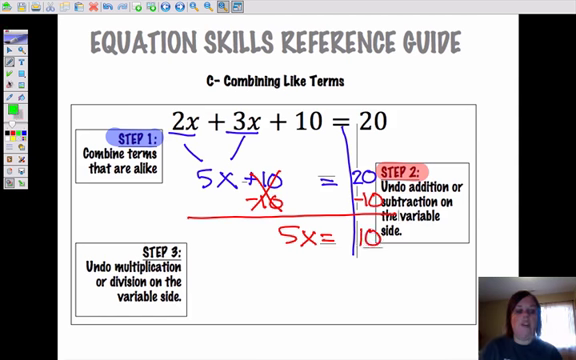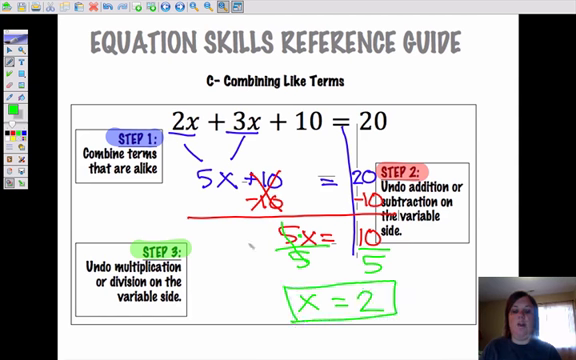And then my third step, step 3, is to undo multiplication or division on the variable side. So to get rid of this 5 times x, to undo that, I divide by 5. And I have to do that to the other side as well. Whatever you do to one side, you do to the other side. And then 5 over 5 cancels out, leaves me with x is equal to, and then 10 divided by 5 would give me 2. So I have x is equal to 2, and I'm done.